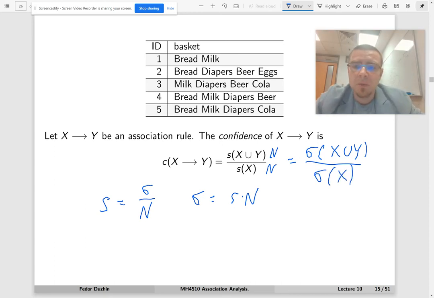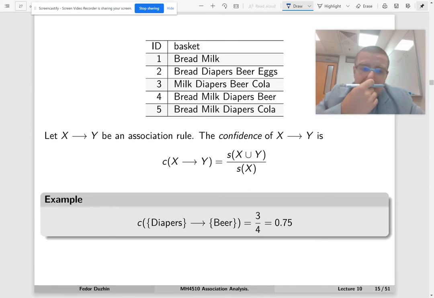My point is that when we compute confidence, we can use either the raw support count, the raw number of transactions containing X and the union of X and Y, or we can use the support, which is the probability. And when you do it manually, usually it is more convenient to use the raw support count.